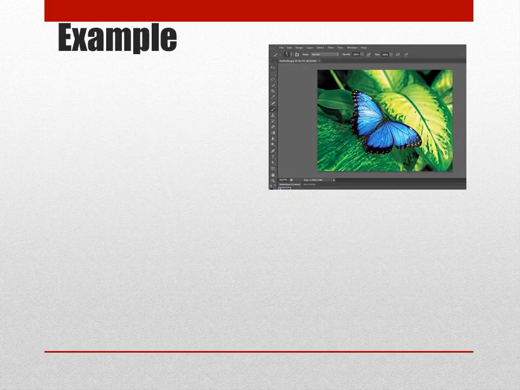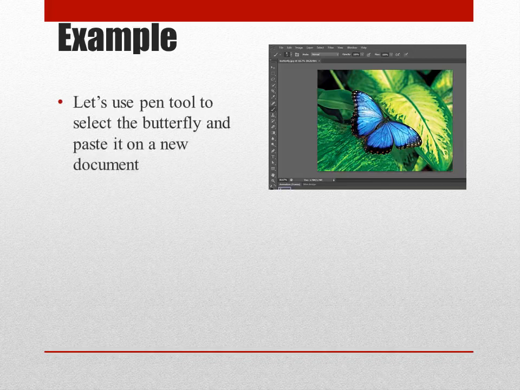Let's have an example. I have here a picture, just like what's in your textbook. Our objective is to cut this butterfly and put it in a different background and change its layer styles and effects. So let's use the pen tool to select the butterfly and paste it on a new document. Previously, I already taught you how to do it.